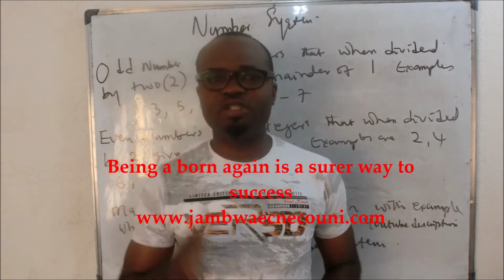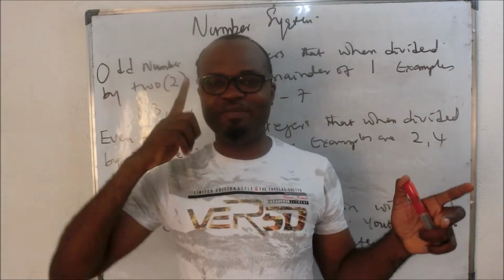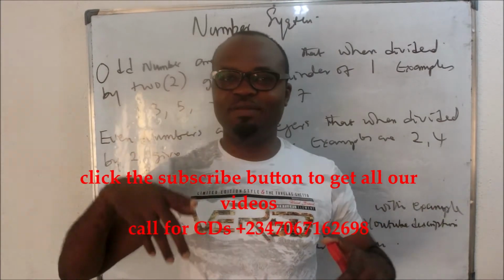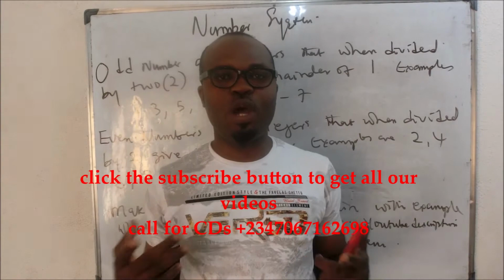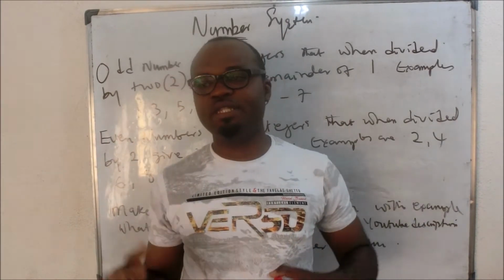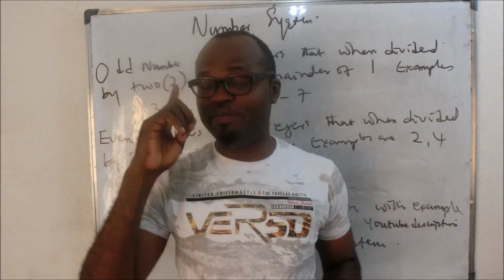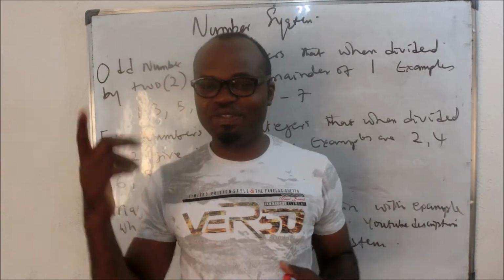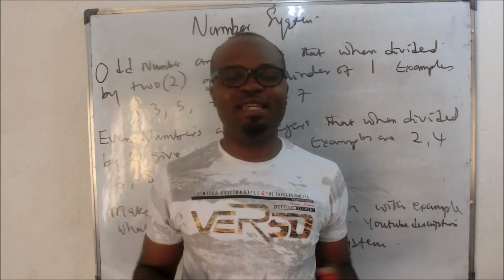So what are odd numbers? Odd numbers are those numbers that whenever you divide them by 2, you get a remainder of 1. Examples are numbers like 5, 3, 1, or minus 5, minus 3, minus 1. Even numbers are those numbers that whenever you divide them by 2, you get a remainder of 0. Examples are 2, 4, 6, 8, minus 8, minus 10.